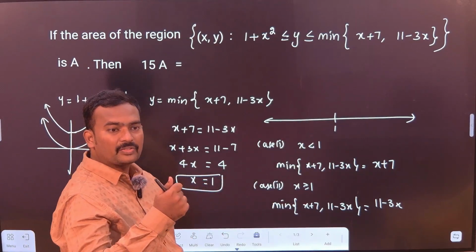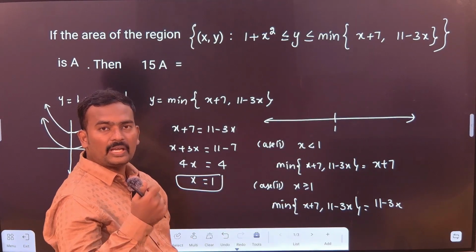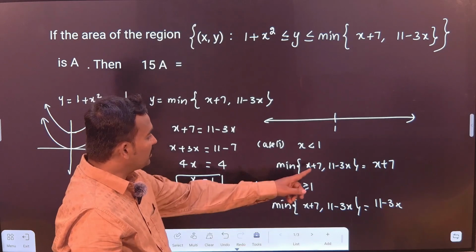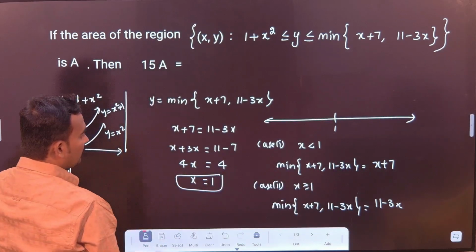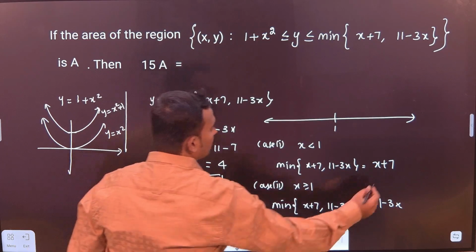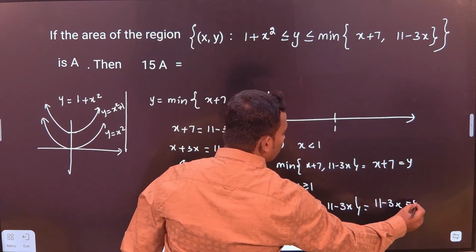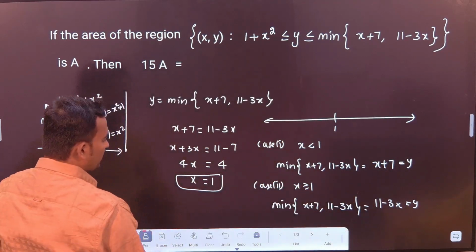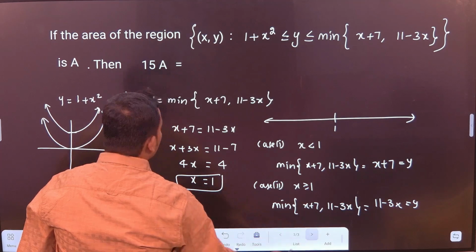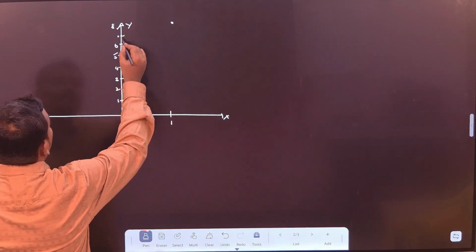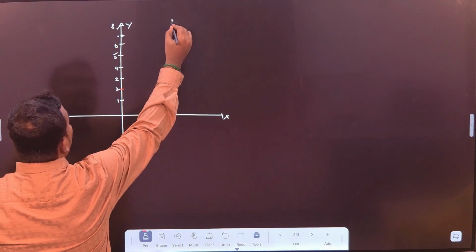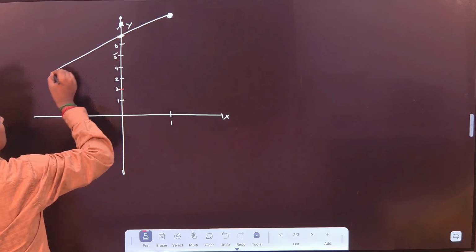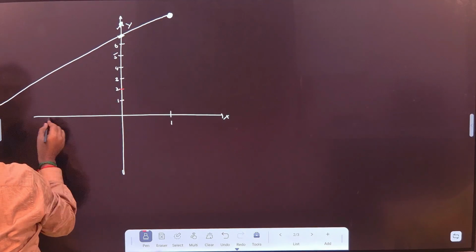Where is this graph intersecting the y-axis? Y-axis means put x equal to 0. Put x is 0 here, 7, right? Understand, this is y, right? Put x is 0, y would be 7, right? You can see here 7 here. The graph is like this.